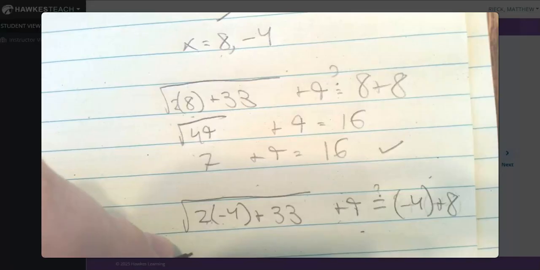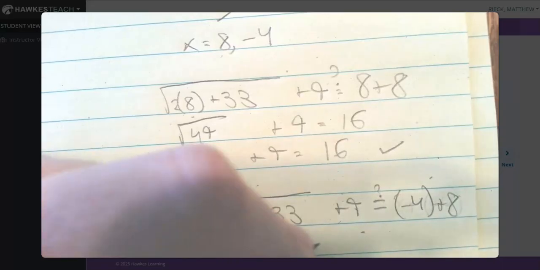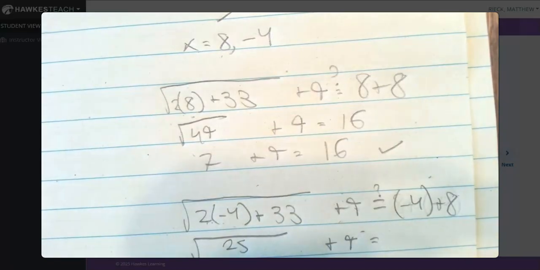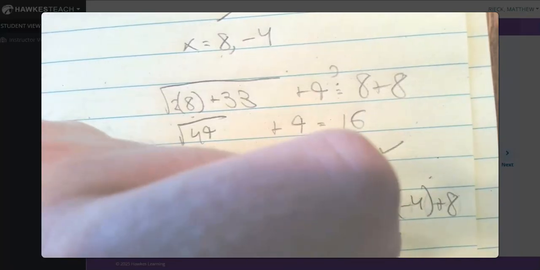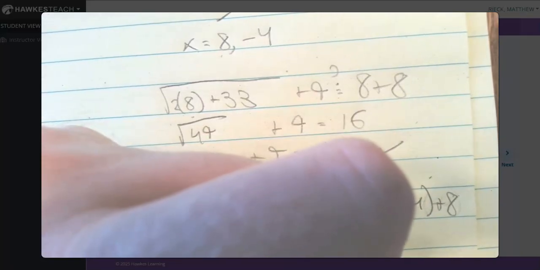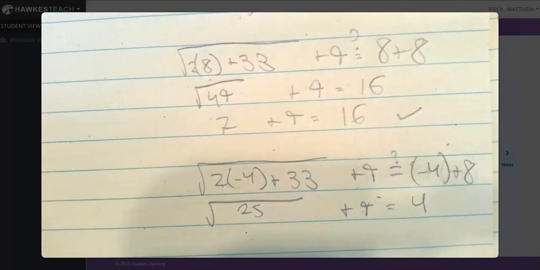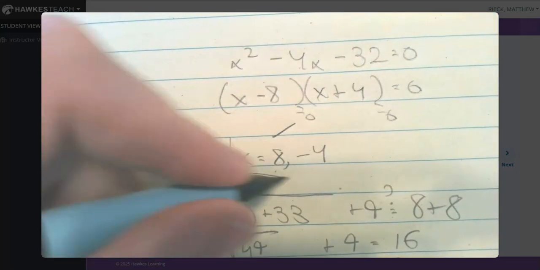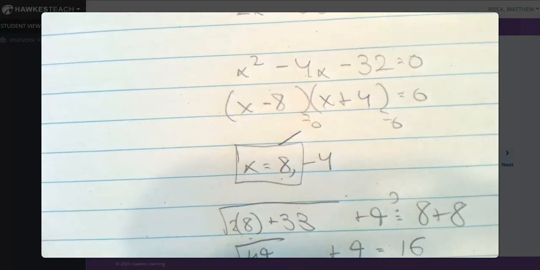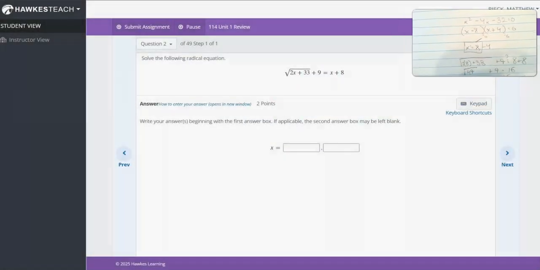So we had 2 times -4 would be -8 plus 33. So 33 minus 8 would be 25 plus 9. The right side was -4 plus 8, which would be 4. So the square root of 25 is 5, which 5 plus 9 does not equal 4. So that means -4 does not work. So my answer is just going to be x equals 8. So yeah, sometimes you may end up with answers that you get here, but when you plug them in, they don't necessarily work.